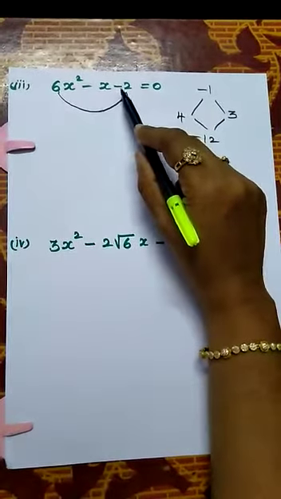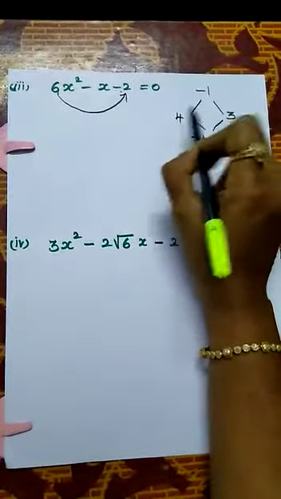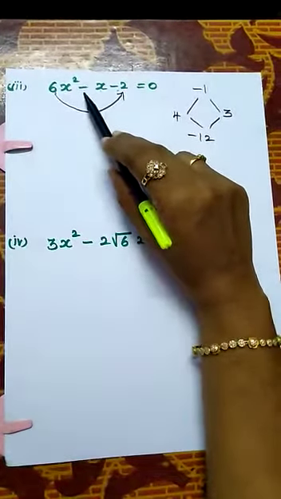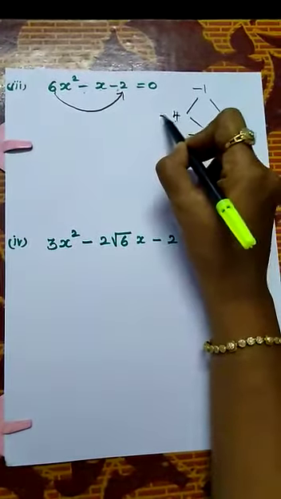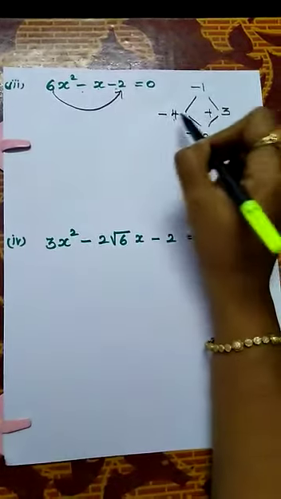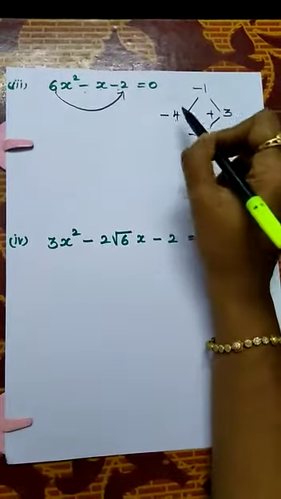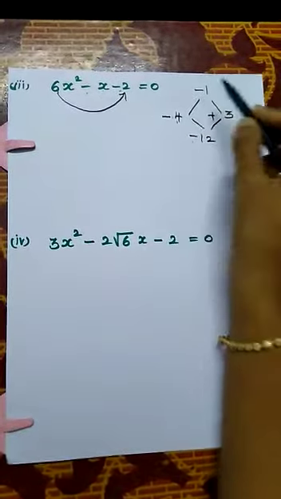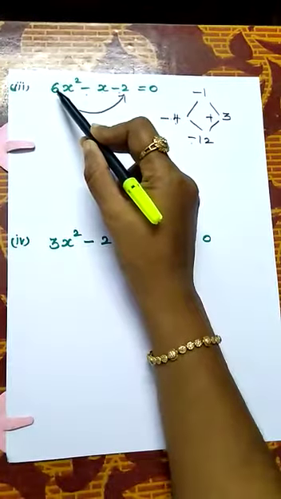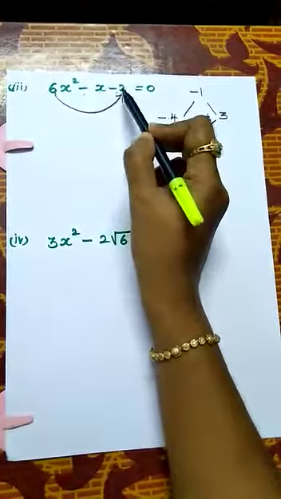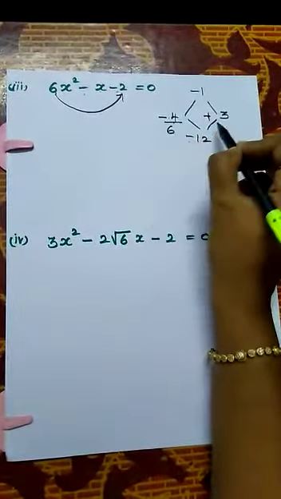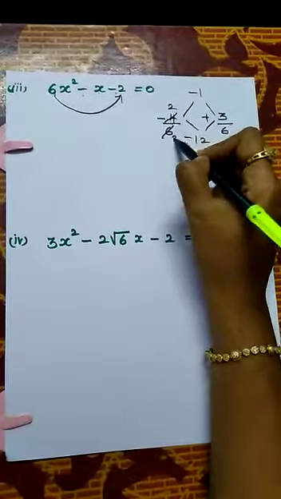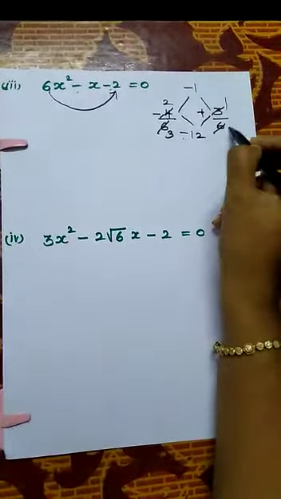The constant is negative, which means we have to use one negative and one positive. Look at the middle value. The middle value is negative, which means we give the greater number the minus symbol. The other one is plus. Now minus 4 into 3 is minus 12. Minus 4 plus 3 is minus 1. But first we multiplied the 6 value with the constant, so now we have to divide by 6 and by 6. Cancel the values. 2 twos are 2, 3 ones are 3.